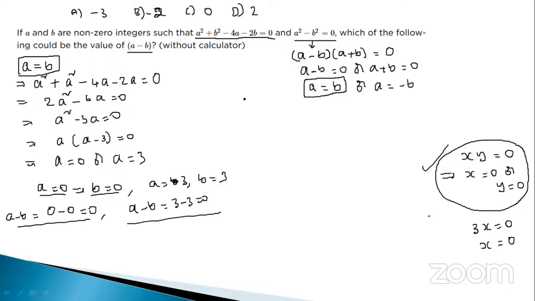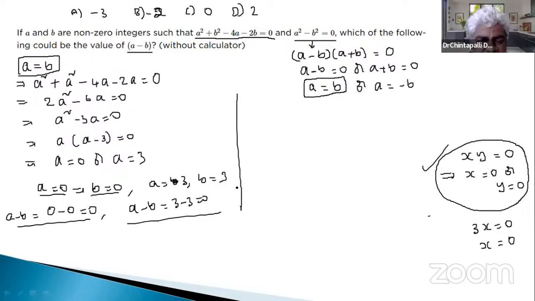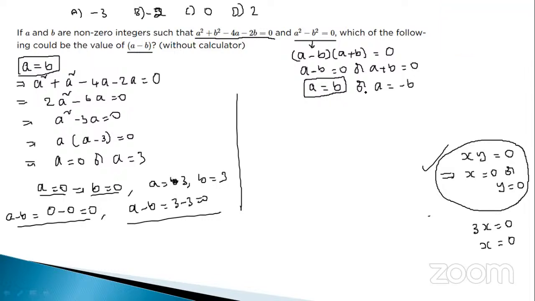Just wait to select the option. The first result is a is equal to b, right? What is the second result?